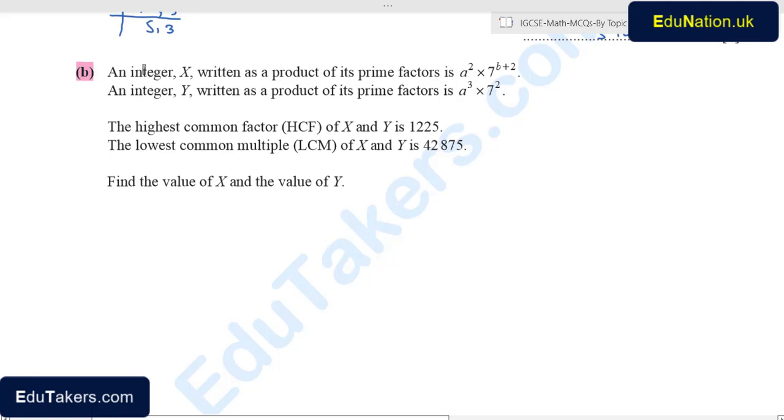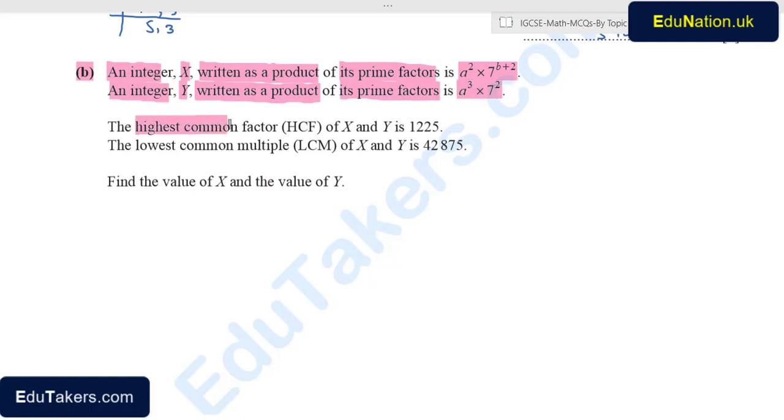Next is part B. An integer x written as a product of its prime factors is a square times 7 raised to power b plus 2. An integer y written as a product of its prime factors is a cube times 7 square. The highest common factor of x and y is 1225. The lowest common multiple of x and y is 42,875. Find the value of x and the value of y.